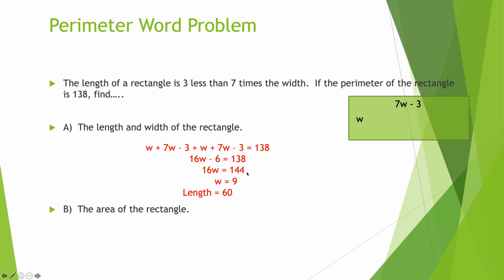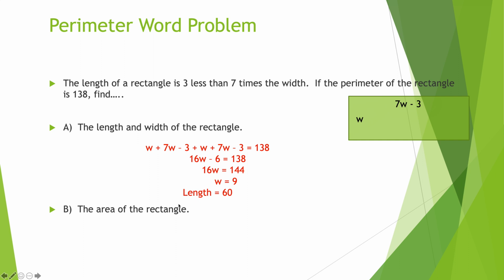Add 6 to both sides, I get 144. Divide by 16, and I get w is 9. So the width is 9, and the length is 60. How do I get a length of 60? I just plug the 9 back in here. 7 times 9 is 63, minus 3 is 60. So plug the width back into the expression you have for the length to give you the length.